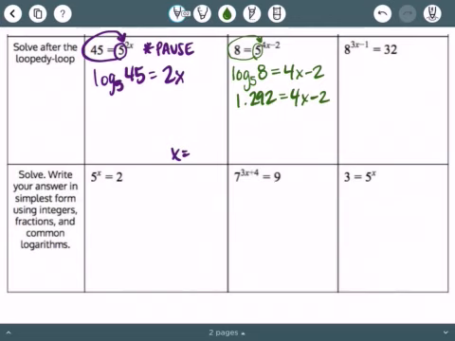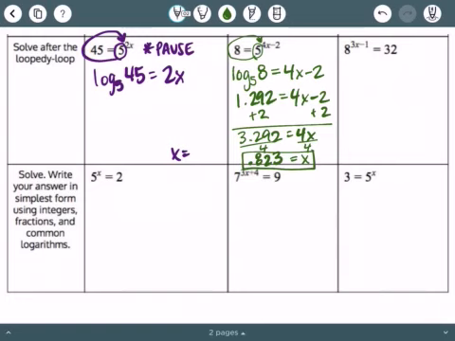From here I can just solve normally. So add 2 on both sides. You get 3.292 equals 4x. Divide by 4. We get x equals 0.823 as my answer. Go ahead and pause your video right now and take a stab at solving that one.